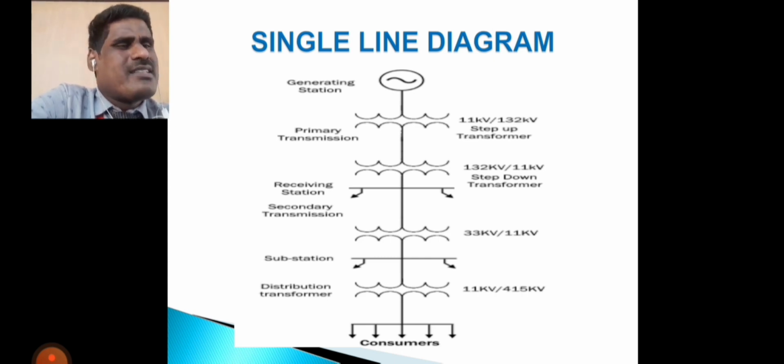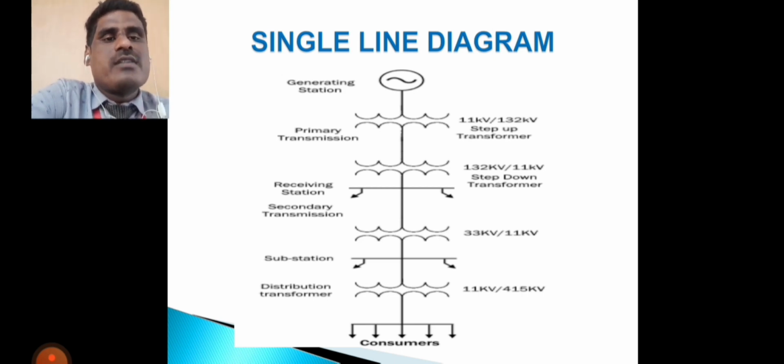What is the reason for step up and step down processing in power system operation? If any voltage is leading or lagging, the system works based on the requirement of voltage, so your voltage has to be adjusted through this step up and step down process. In the first one, primary transmission, your voltage is stepped up, like 11 kV stepped up into 132 kV. And the next one, in the receiving station, 132 kV is again stepped down into 11 kV.